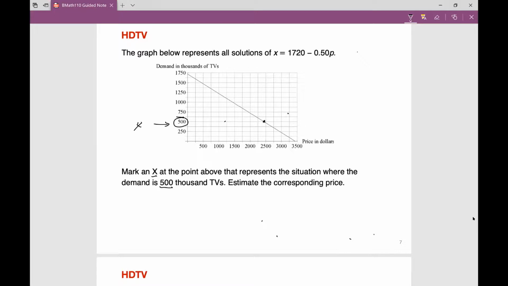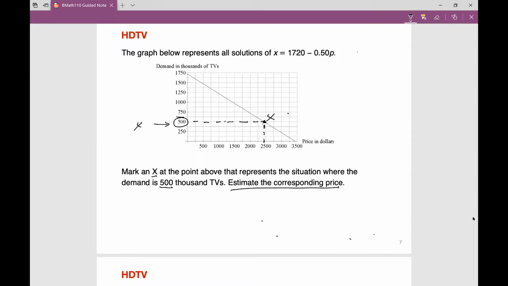And in order to find x, which is the point on the graph that has demand 500, you use a horizontal line here that intersects with the graph at x. That point on the graph will be the one that we are looking for. And in order to estimate the corresponding price, you're going to use the horizontal line from point x. No, I was going to say vertical line, sorry. Vertical line from point x going down to see the value of the price.